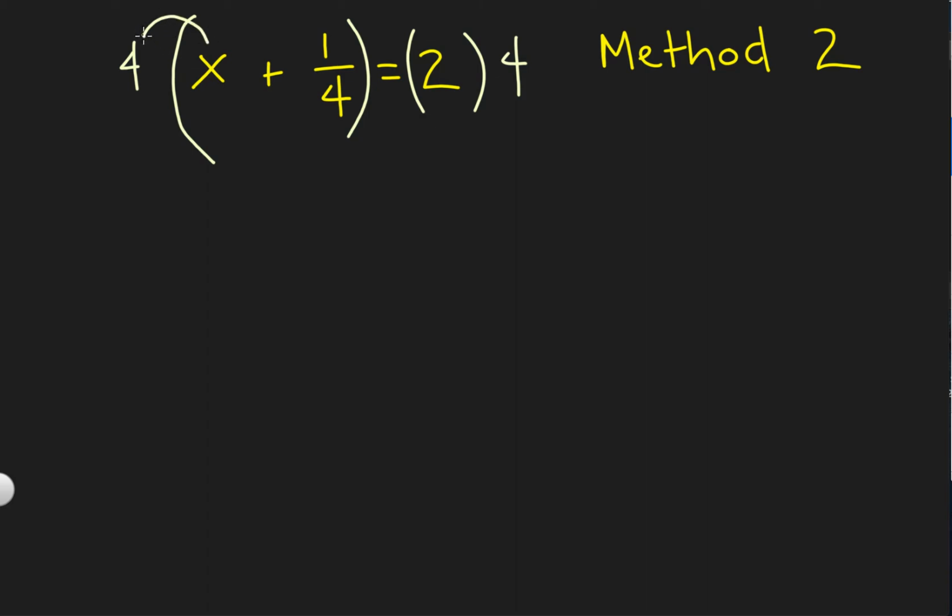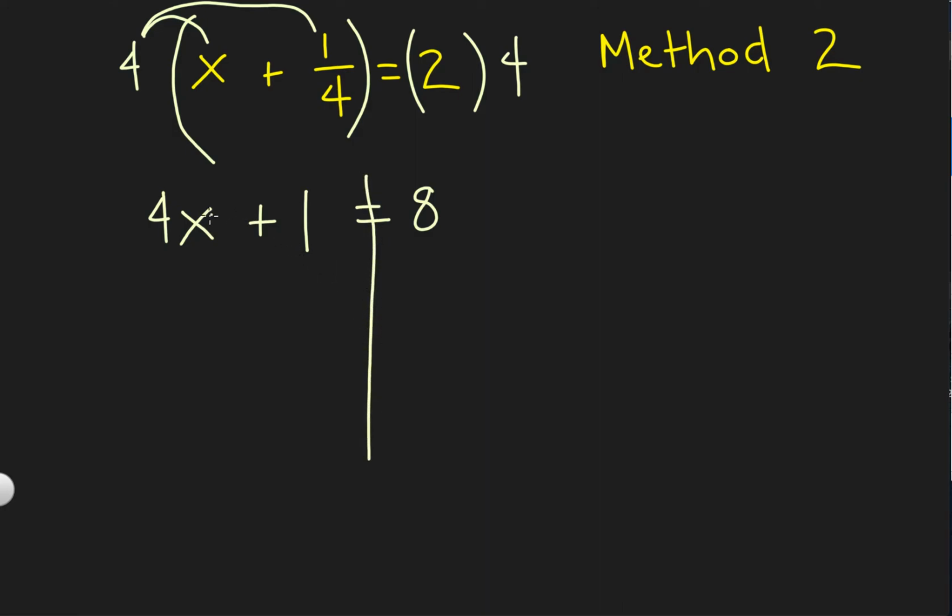Now you notice the second review item was distribution. So putting the side in parentheses helps me to remember that I have to multiply all of the pieces. So this gives me 4 times x, which is 4x, plus 4 times 1/4. We're multiplying by the denominator, so we get the numerator. And then 2 times 4 is 8. And notice here what we have is a two-step equation.